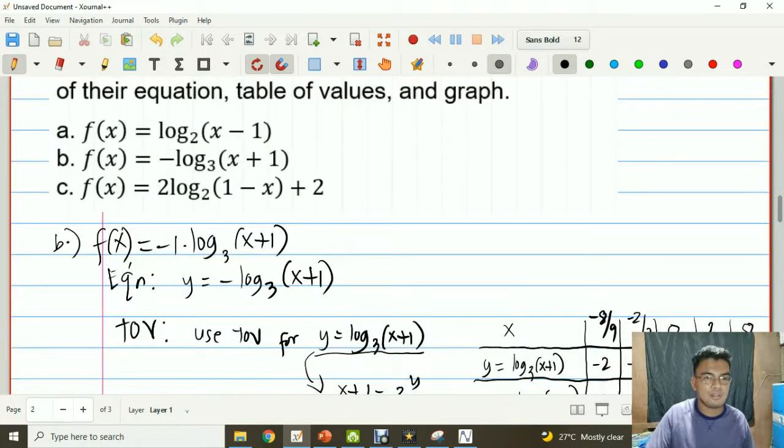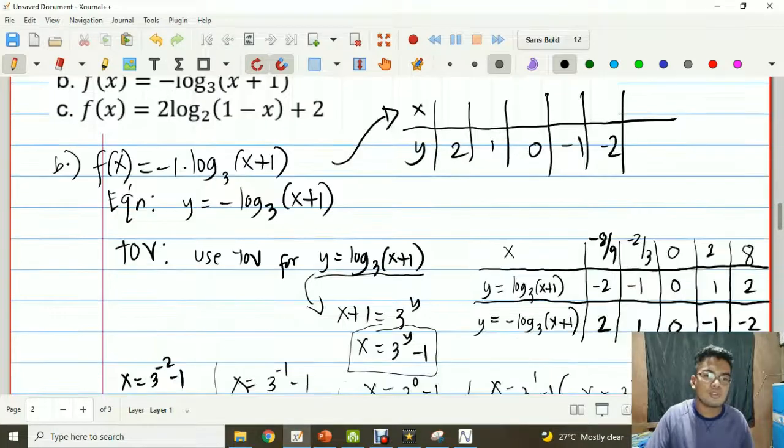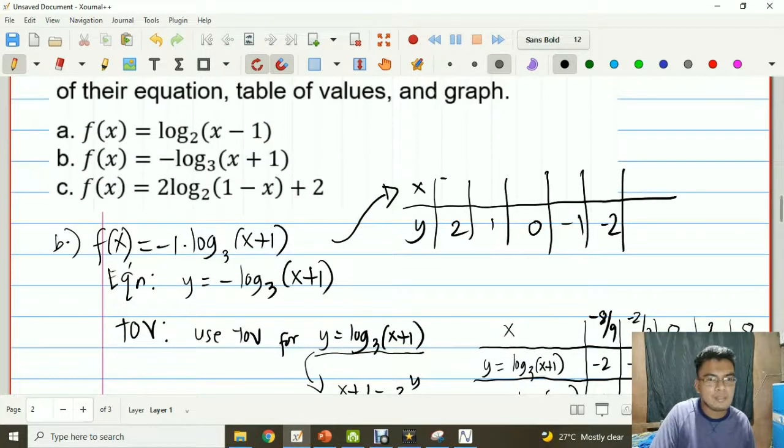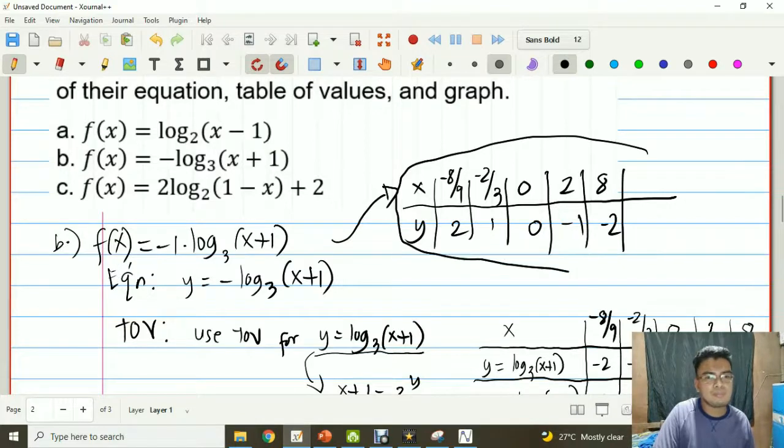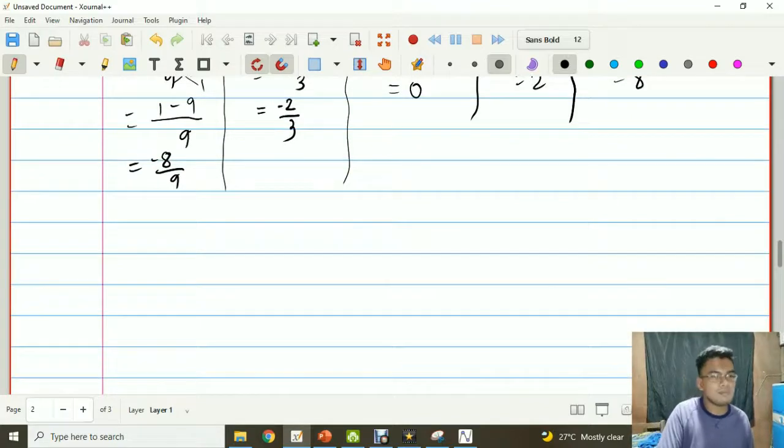So, therefore, ang table of values natin para sa equation na to ay, this will be x and then y. We have 2, 1, 0, negative 1, and negative 2. So, ang values ni x ay negative 8 all over 9, negative 2 thirds, we have 0, 2, and 8. Ito yung table of values para sa ating item B. And next one, i-represent naman natin yan through its graph.